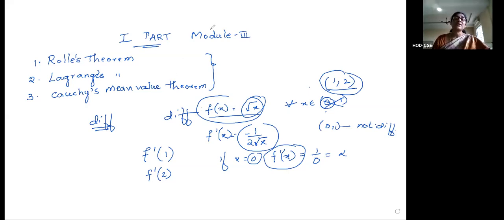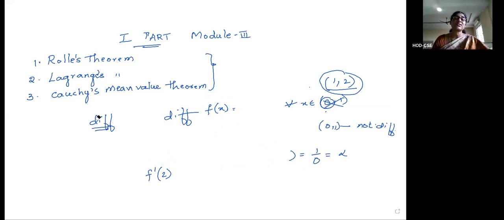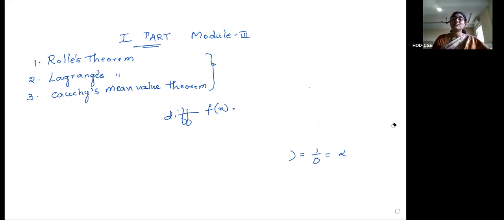Suppose I'll take one more example. Instead of root x, I'll take one more example to discuss the continuity and discontinuity of the function, because of course we have fixed questions in this unit, but still when the question changes, you should be in the position to justify yourself correctly whether the function is continuous or discontinuous.